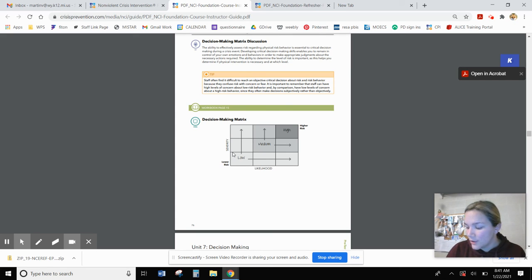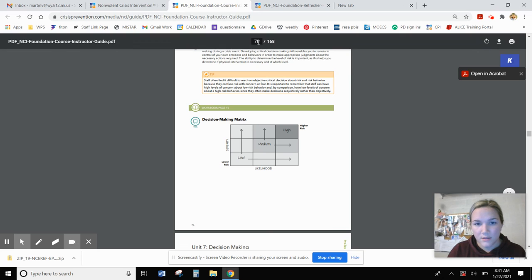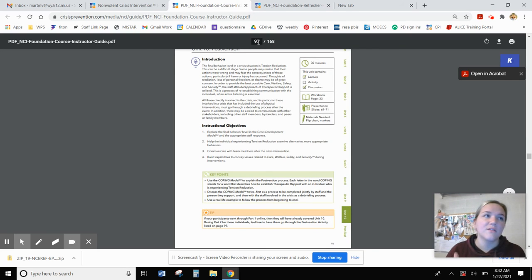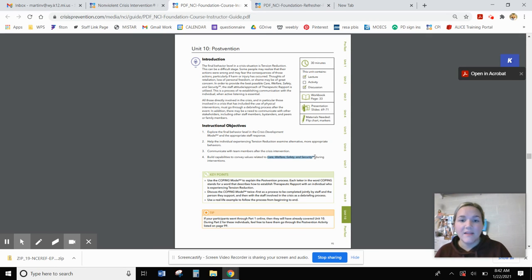What are the values that underpin this course? 7. The care, welfare, safety, and security of everybody involved. And then something called post-vention we've gone over.